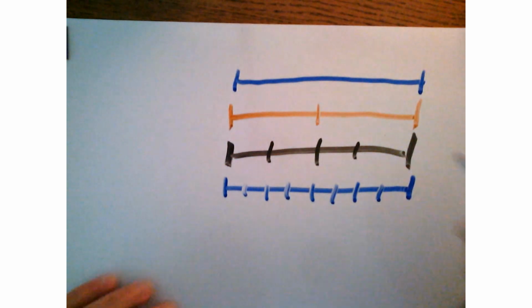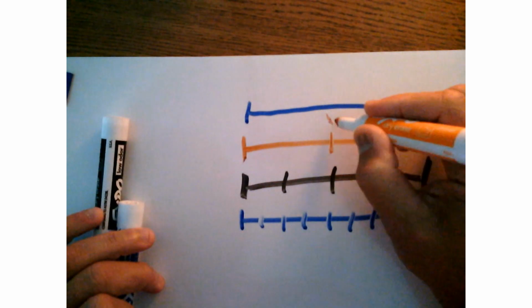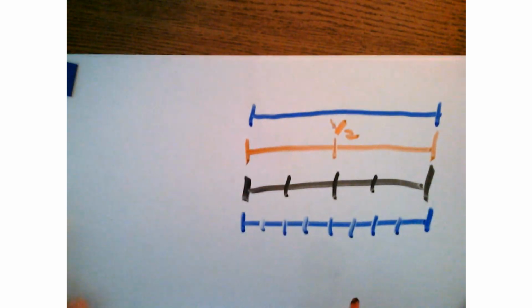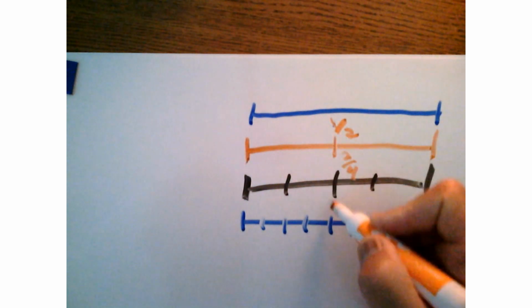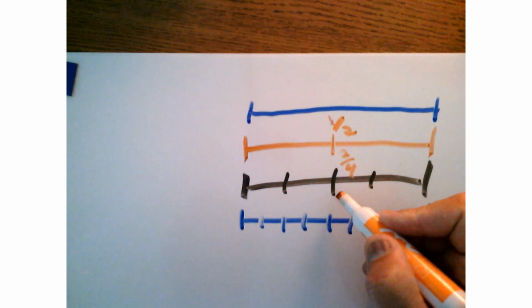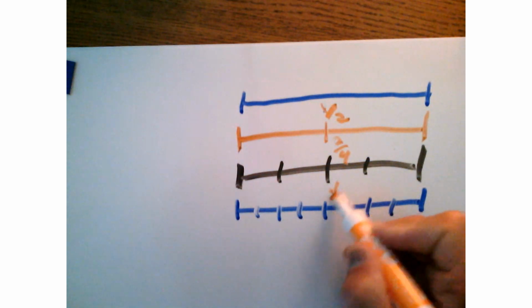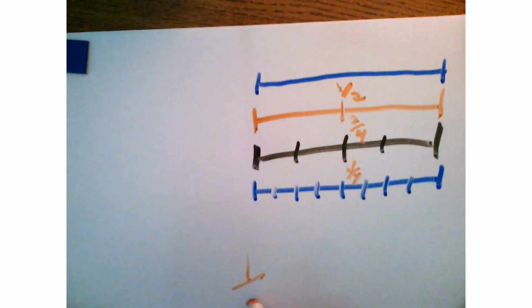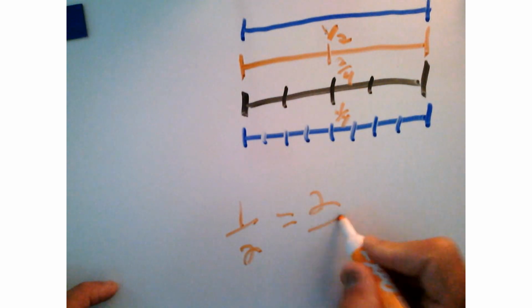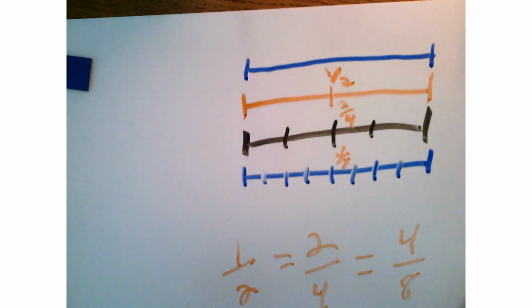And I could label my number line like this. This is 1/2. This is 1/4. This is 2/4. But 2/4 is, as you can see, the same as 1/2. And this is eighths, so 1/8, 2/8, 3/8. This is 4/8. But 4/8 is also the same as 2/4, is the same as 1/2. So 1/2 is equal to 2/4. It's equal to 4/8.